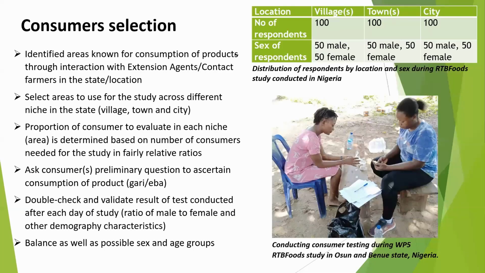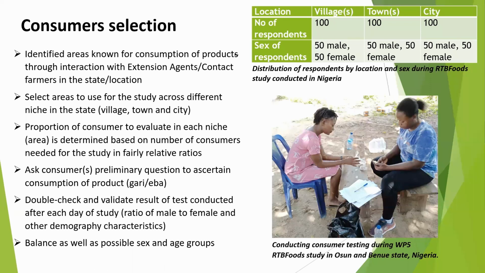The next slide is the selection of the consumers. We work with the extension agents and a contact farmer to know the particular areas identified for consumption of EBA. Based on that, we ensure that we involve all the areas within the state: the village, the city, as well as the town. And we ensure we have an equal number of respondents, including their sex and their age group being considered.